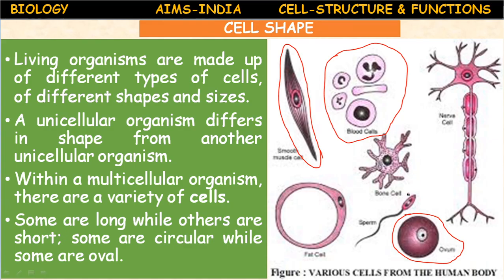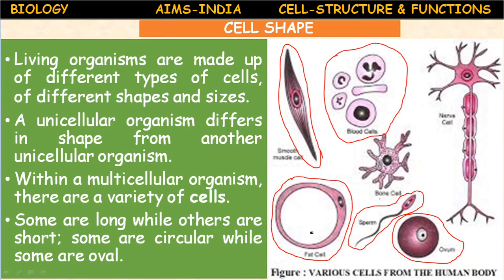Spermatozoa, or a sperm, also has a different shape. So though they are single celled, they are in different shapes and perform different functions. So a bone cell, here another one, bone cell. The cells present in the bone are called osteocytes. They are of different shape. And a fat cell, a fat globule, they are called adipocytes. So they are also of different shape.